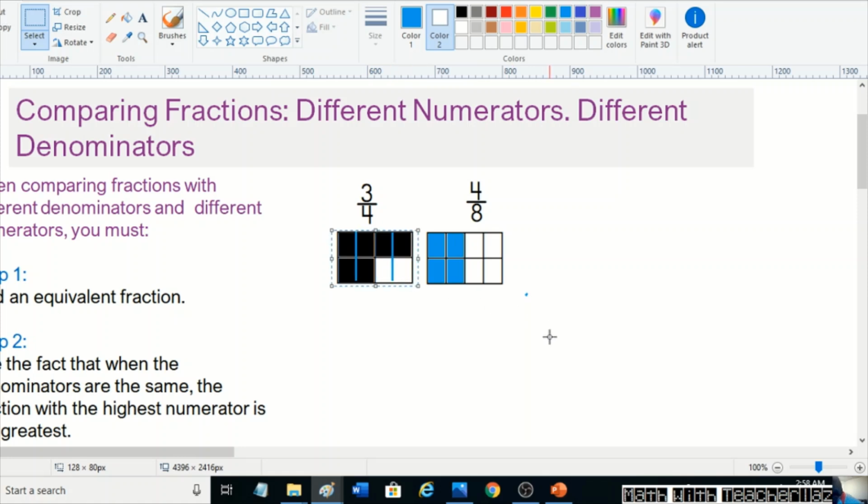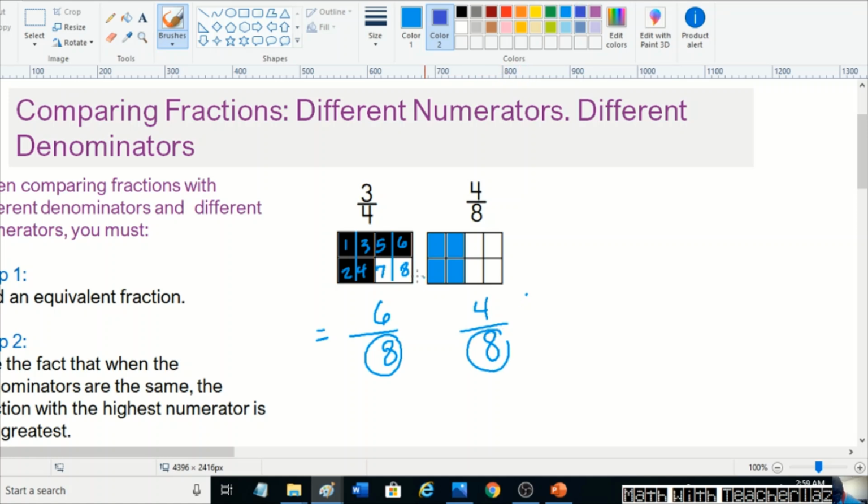Okay, now we have 3/4 became 1, 2, 3, 4, 5, 6, 7, 8. It became 6/8. So 3/4 is equivalent to 6/8, and 4/8 didn't change, so that stays the same. Now we have the same denominator.